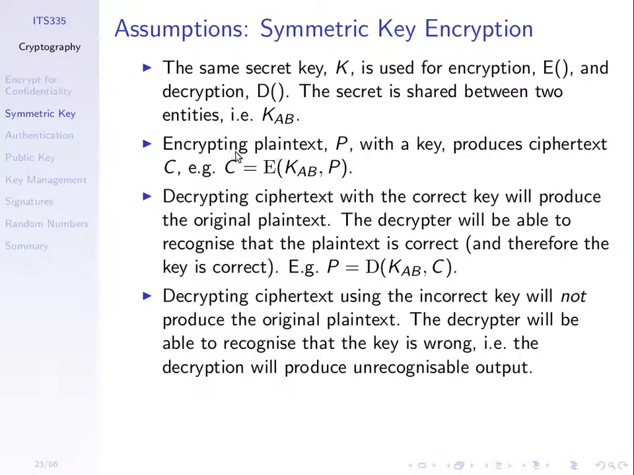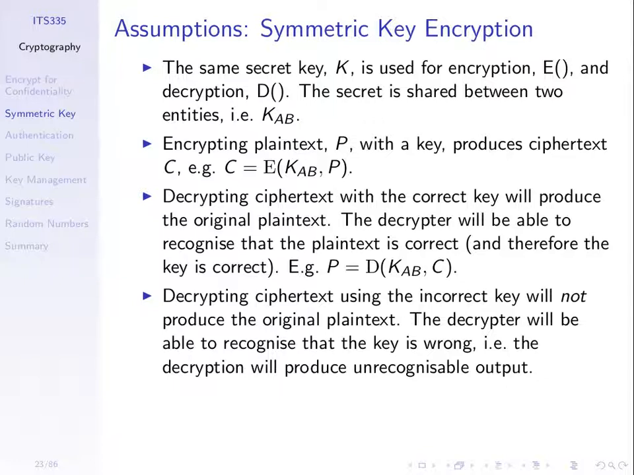We can write it as a function. When we encrypt our plain text P with a key, we produce the ciphertext. So this is just describing what we do. Now the next two are important, and we'll use them throughout the course. We assume when we decrypt the ciphertext using the correct key, we will produce the original plain text.